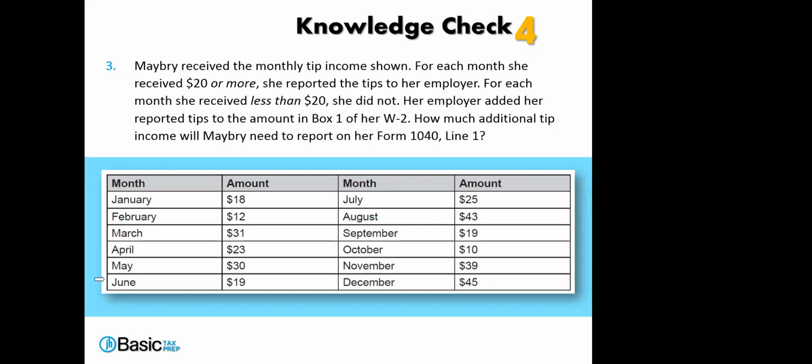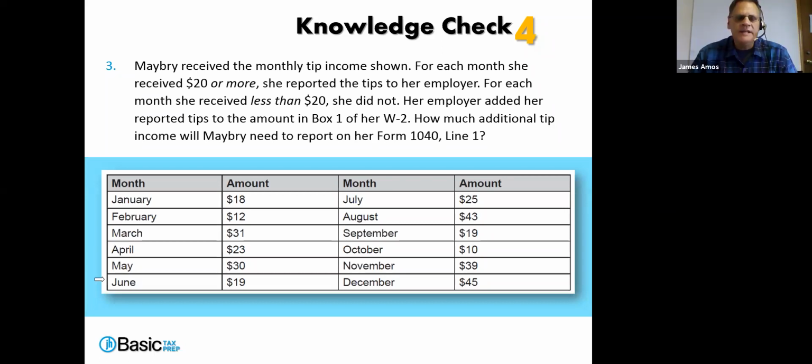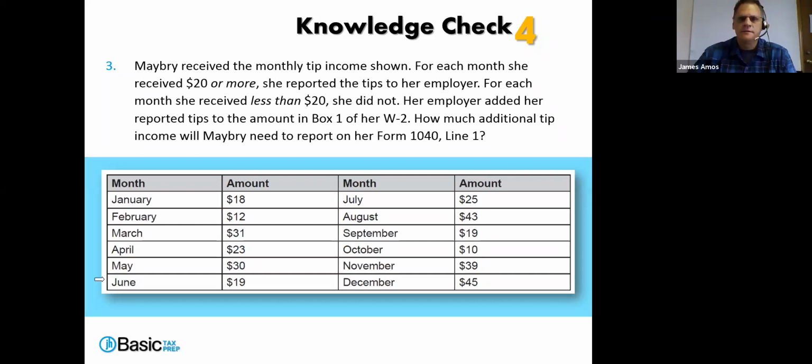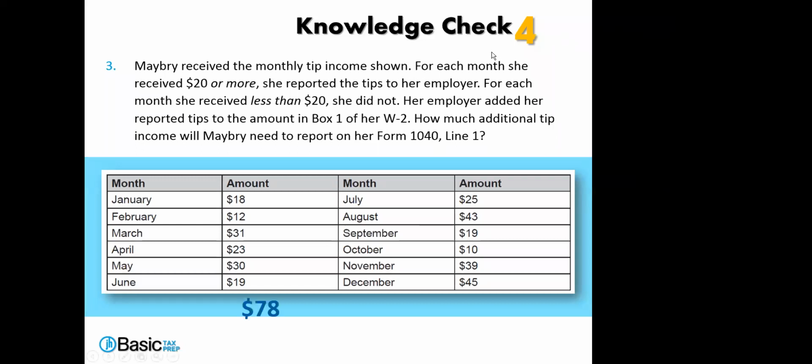Perfect. So how much additional tip income will Mabry need to report? We know he needs to report all the amounts that were not reported. So add those together and tell me what the total is. 78. Everybody agree with the amount? Yes, 78. Good job, guys.